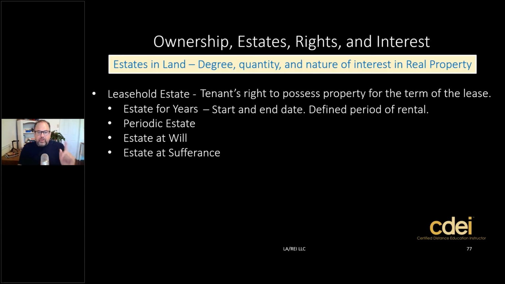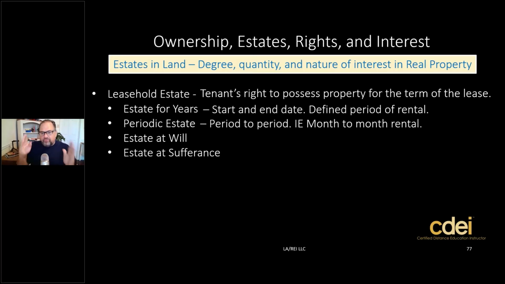The next one is periodic estate. Periodic estate is period to period, for example a month-to-month rental. Typically the way this works is you may have a 6-month lease with a tenant. Then at the end of 5 months, there's 1 month left, and the tenant says, I may need an extension. You say, why don't we just go month to month, or transition to a periodic tenancy or periodic estate. We'll just pay month to month.